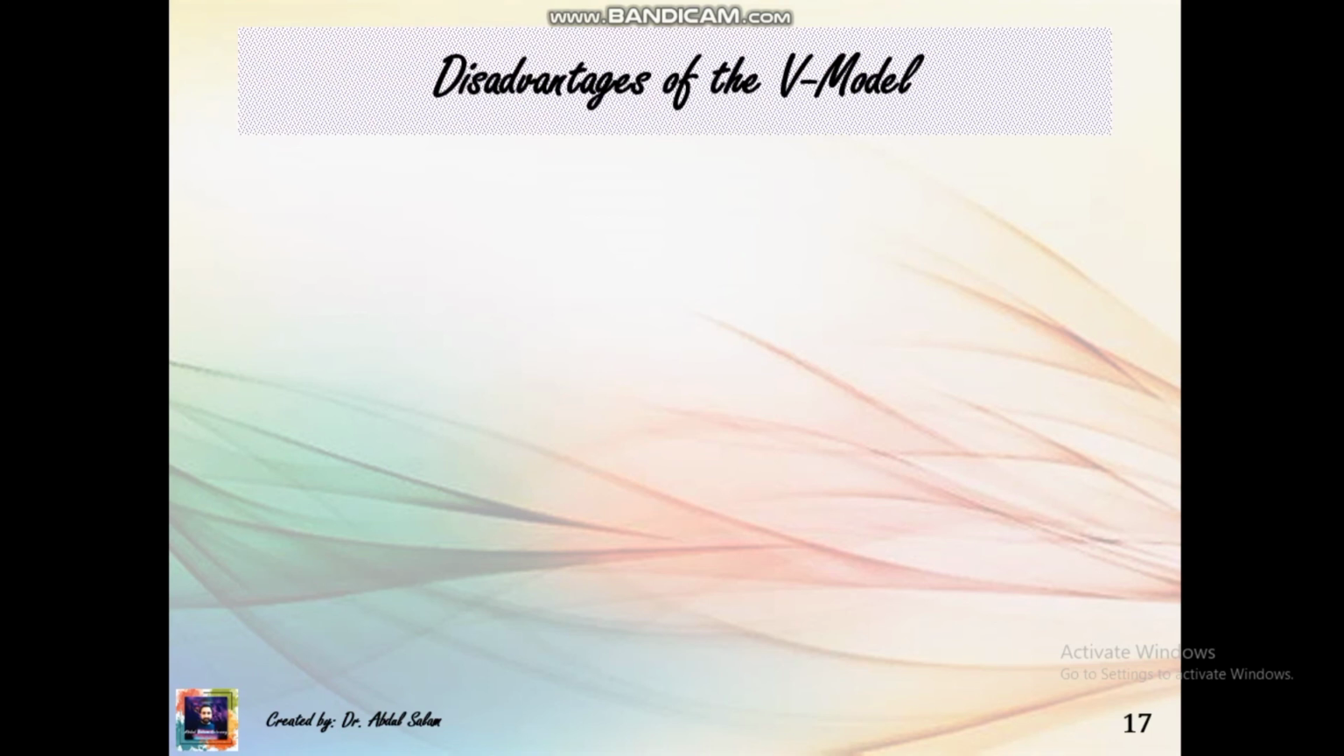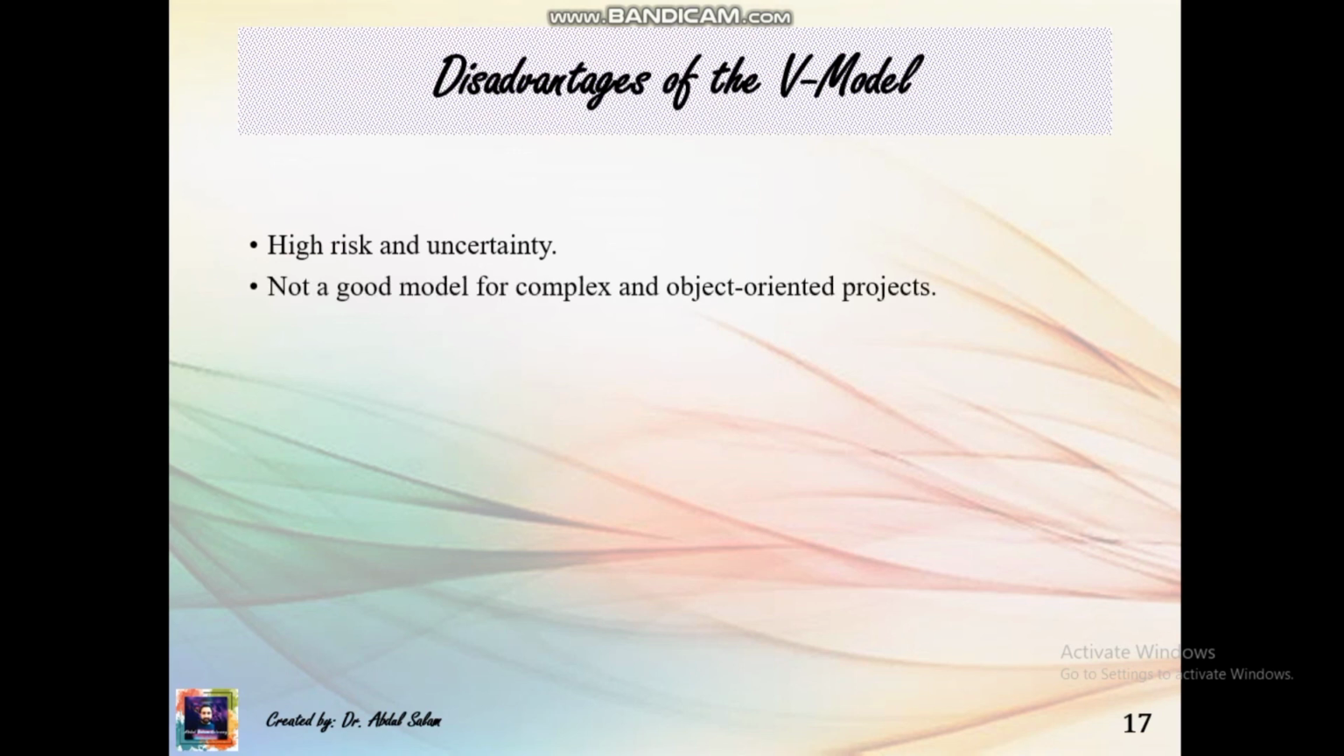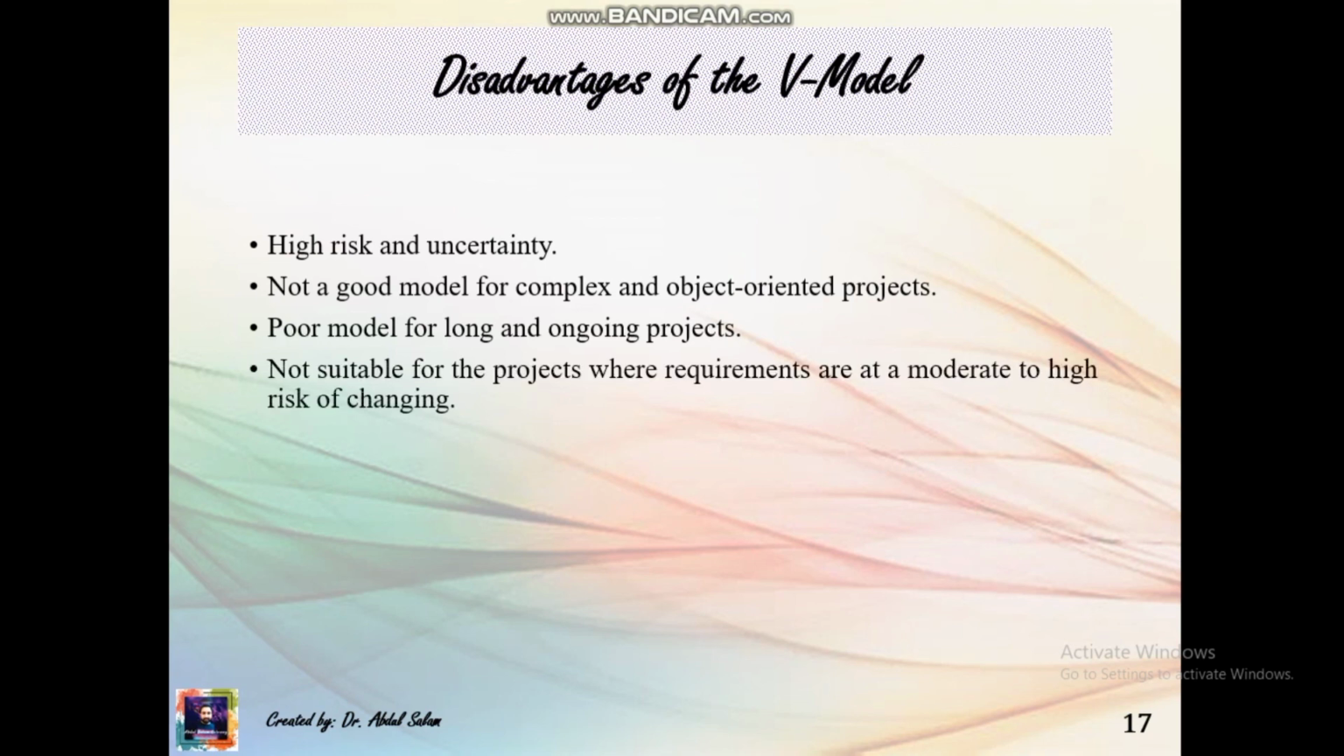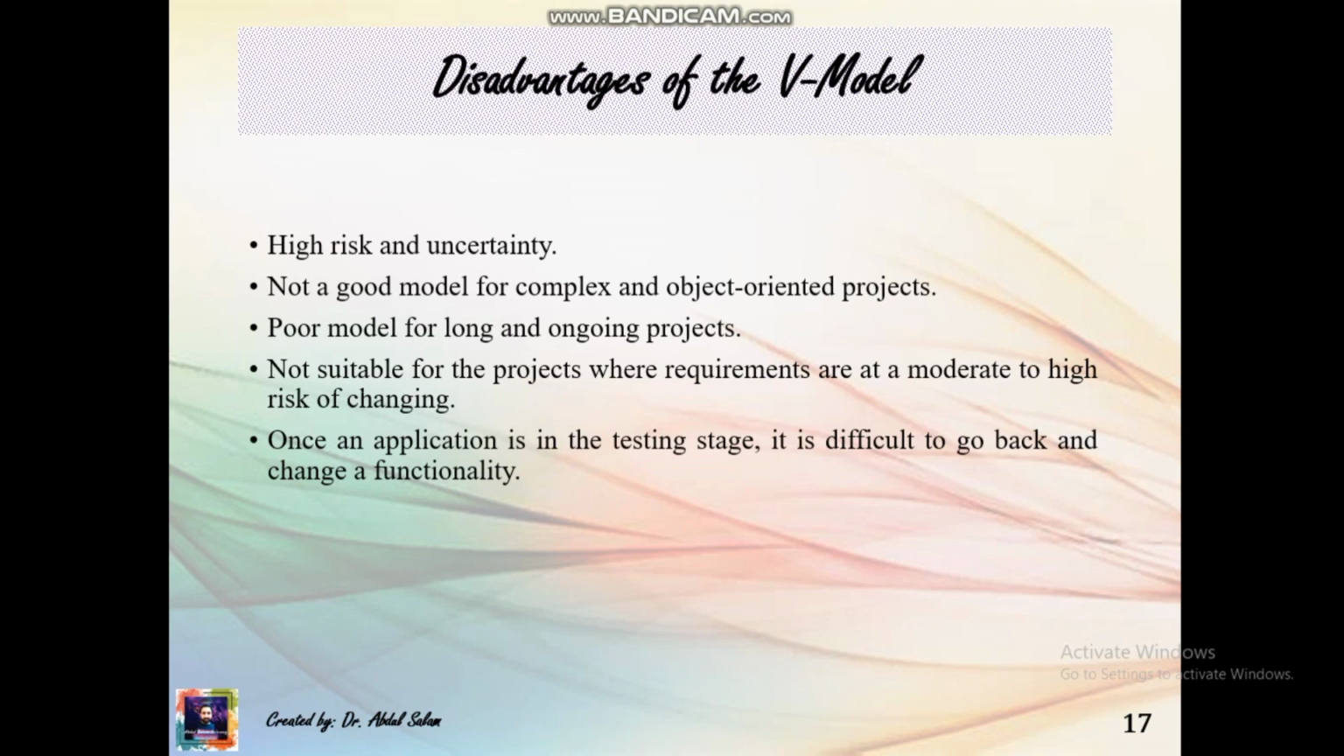Disadvantages of the V model. High risk and uncertainty because it is a sequential process. Not a good model for complex and object-oriented projects. Poor model for long and ongoing projects. Not suitable for projects where requirements have a moderate to high risk of changing. Once an application is in the testing stage, it is difficult to go back and change the functionality. No working software is produced until late during the life cycle.